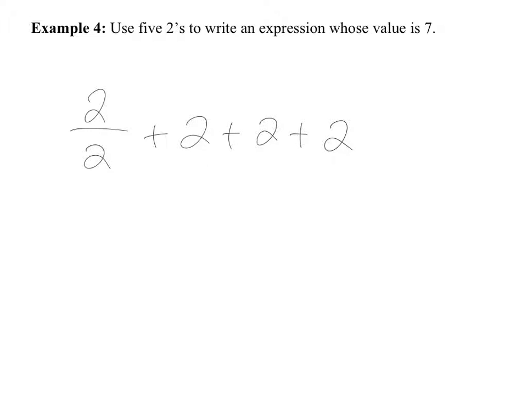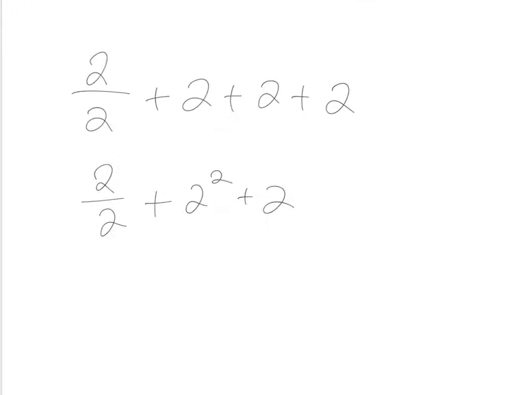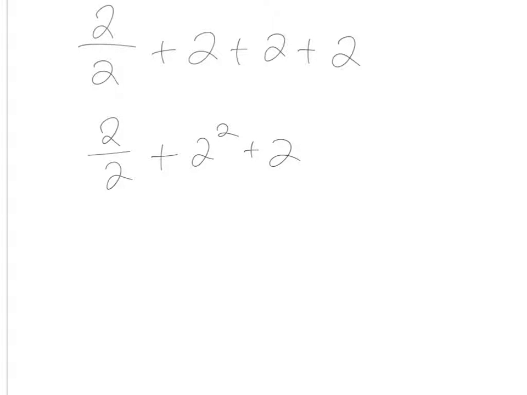If you've got one, just raise your hand. Go. 2 over 2 plus 2 squared plus 2. Nice. And there are so many obvious possibilities now when you start thinking about using powers also. 22 over 2. Love it. I didn't even think about that one. That's awesome. 5 2's. 1, 2, 3, 4, 5. Never said that has to be the number 2. Just said 5 2's.